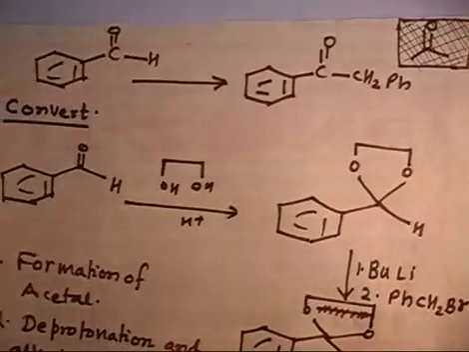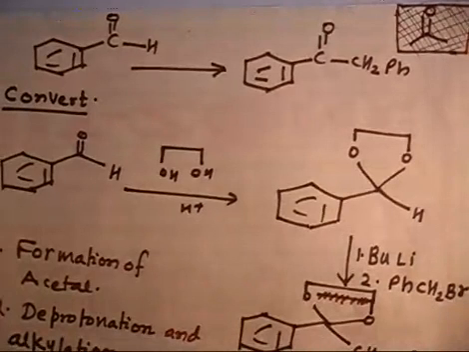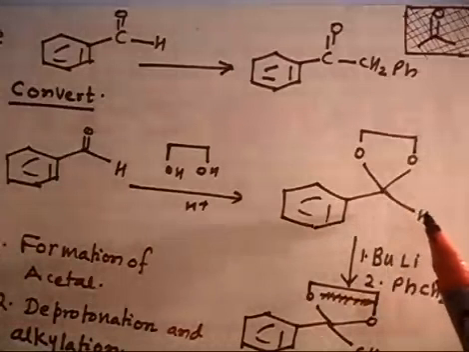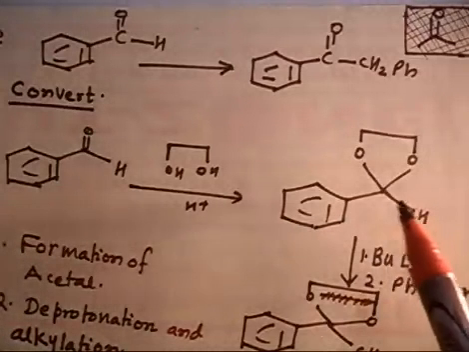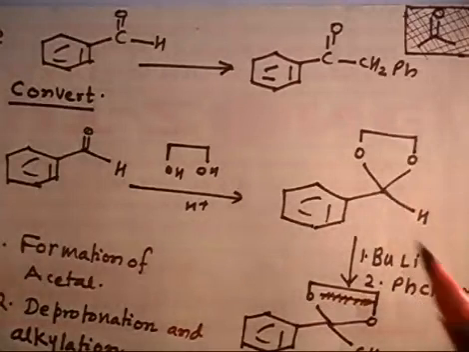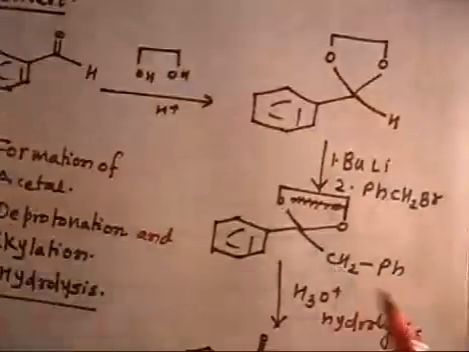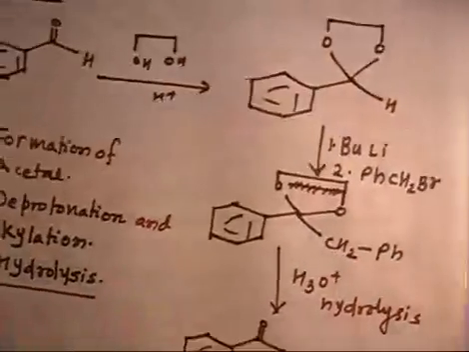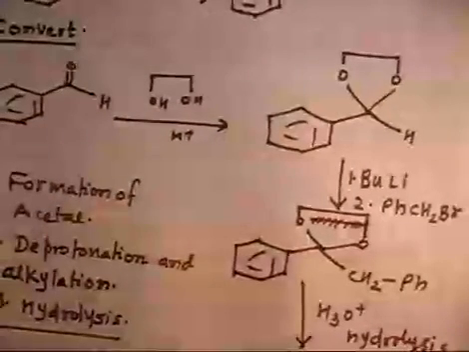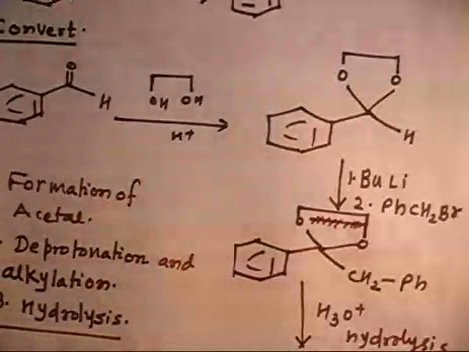So what can we do? If I treat with butyl lithium, I don't have any other option. I have only one hydrogen. This hydrogen I can take. If I take this hydrogen, I will have a negative charge here. If I treat with PhCH2Br, the negative charge will attack, so this Br goes. So I will have CH2Ph. Now if I do hydrolysis, this is an acetal, so let us write this one and then we'll go next. In the first step, you are forming an acetal, that is with CH2OH.